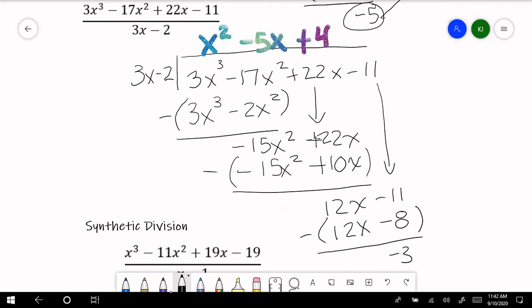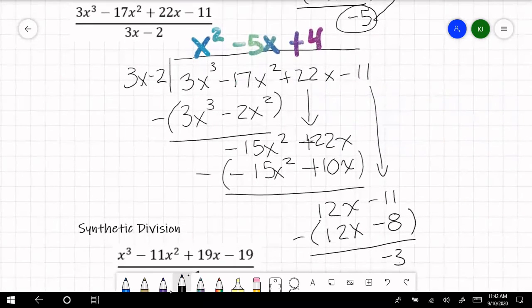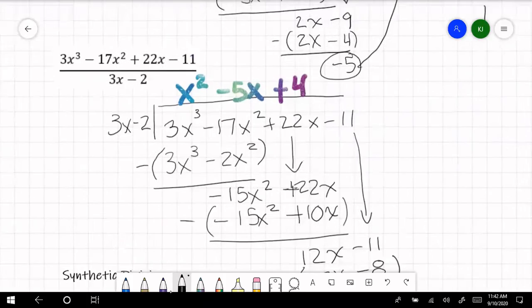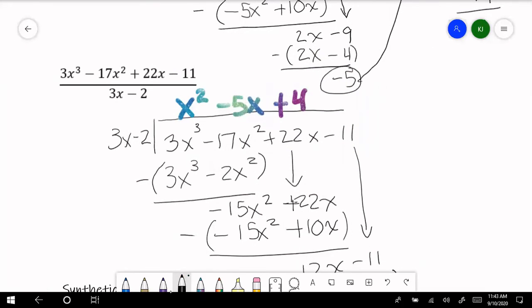And if it's a positive remainder, you would add the fraction, right? Correct. Is that what we got?